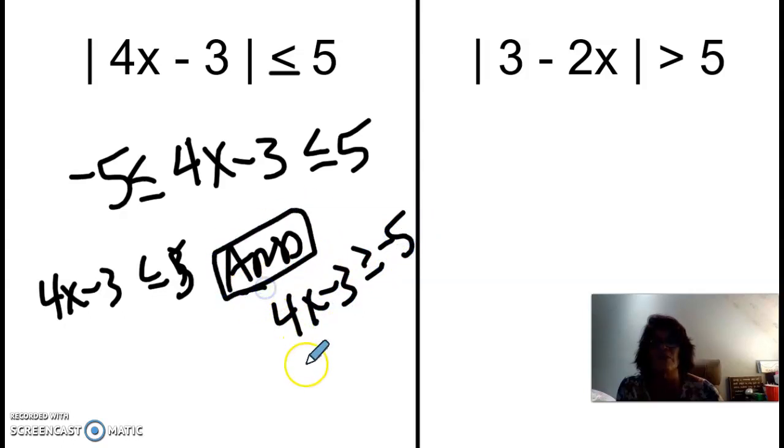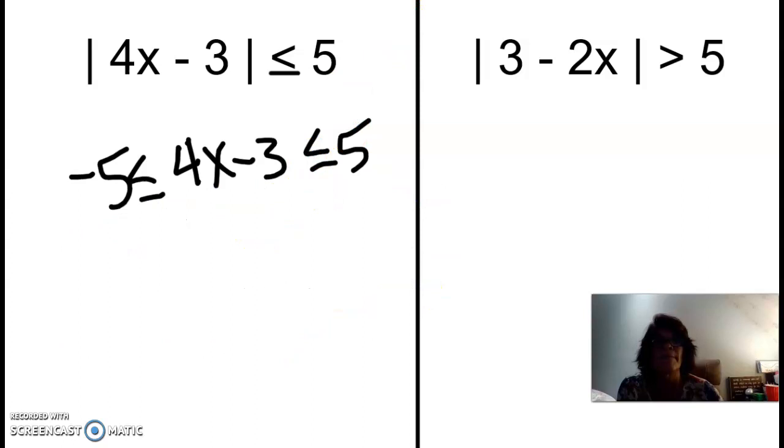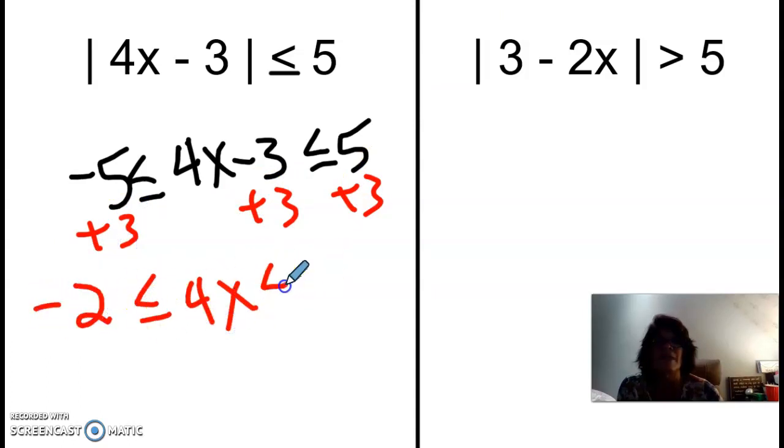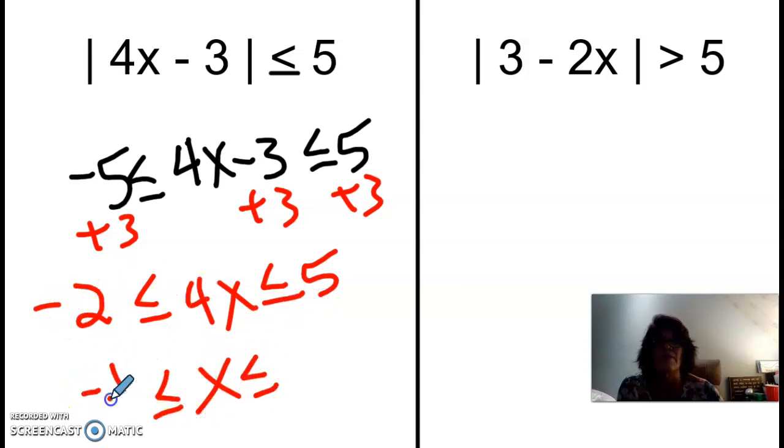But oftentimes when we use the word and, we write a compound inequality. If I have a less than, then I know that what's in this absolute value is between 5 and its opposite. So I usually write it that way, okay? And then we solve that compound inequality by adding 3. This time we have 3 sides we're adding 3 to. And dividing by 4. So if I take -2 divided by 4, that's -1/2. 5 divided by 4, I'll just write 5/4.